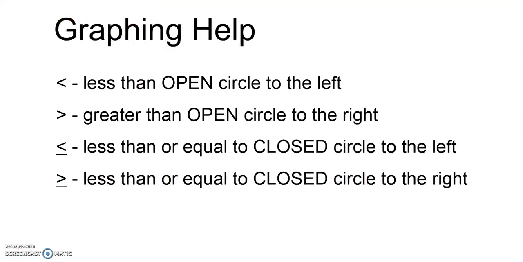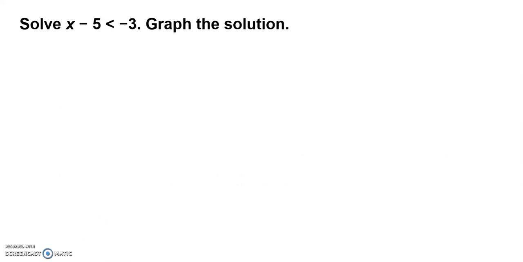Okay, graphing help. So when you have less than, it's an open circle and then you draw to the left. And then when you have greater than, it's an open circle and you draw to the right. And then less than or equal to is closed circle to the left, and then greater than or equal to is closed circle to the right. Sorry. So this will help you if you want to put that in your notes.